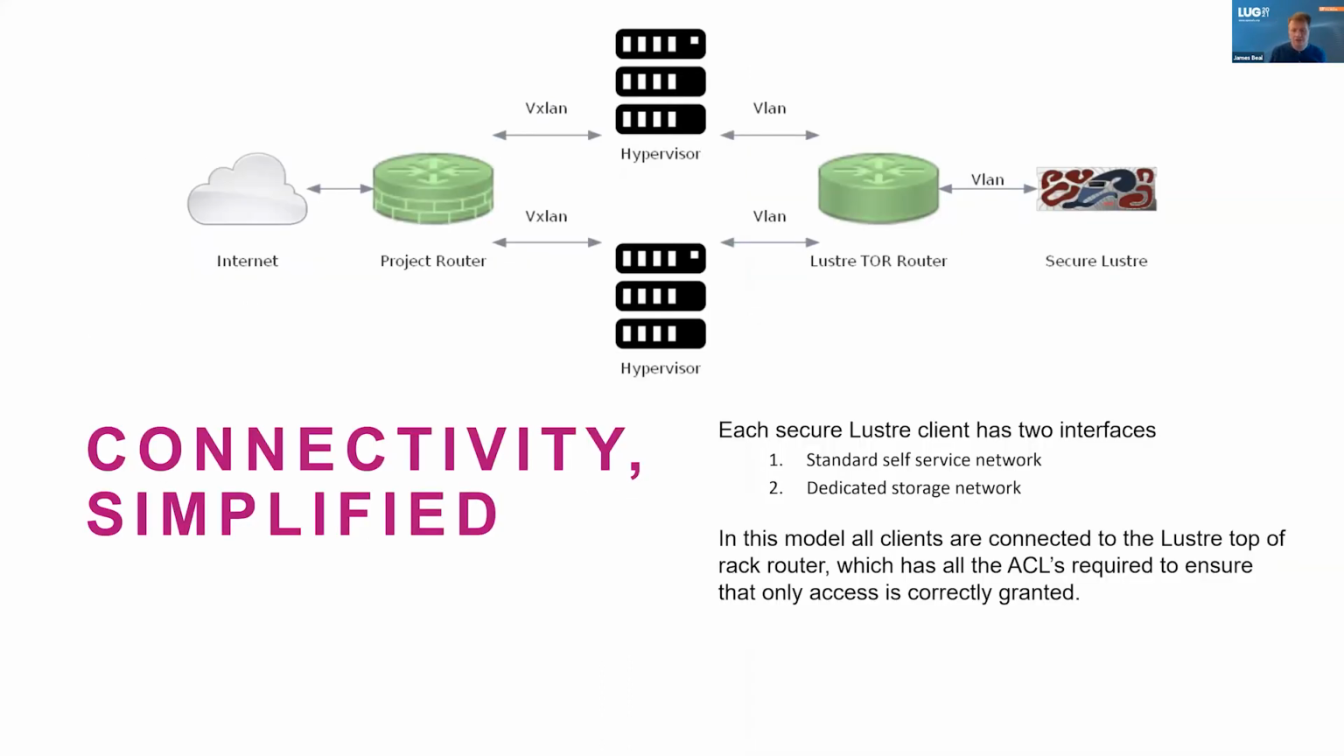Conceptually, a secure Lustre OpenStack client has at least two interfaces. The first is the self-service network, which is used for all standard access. This interface's traffic must pass through NAT on the project router. This means that Lustre access is not possible via this route.